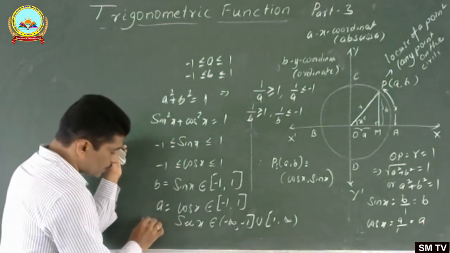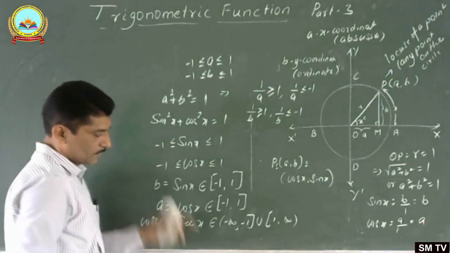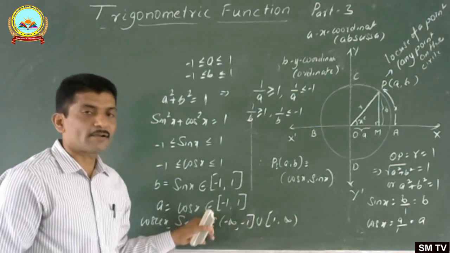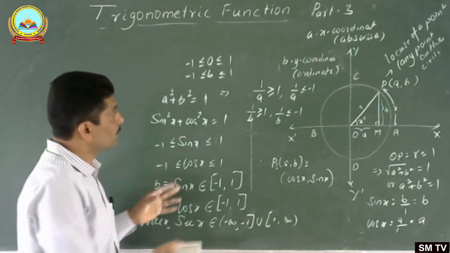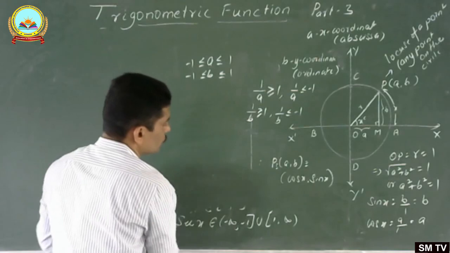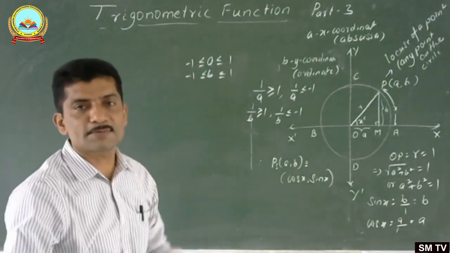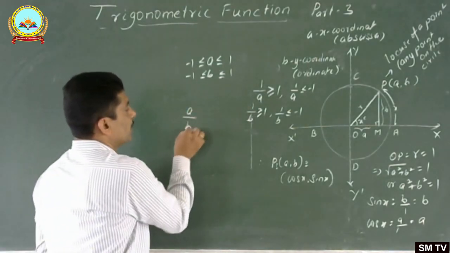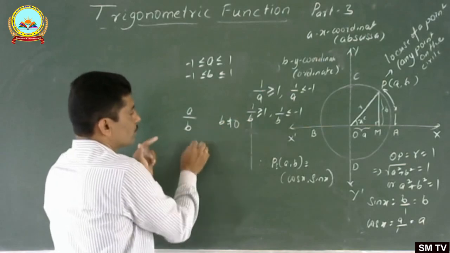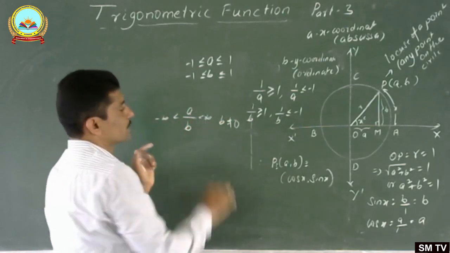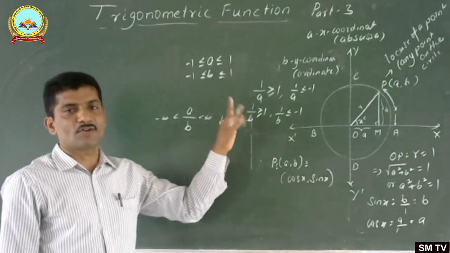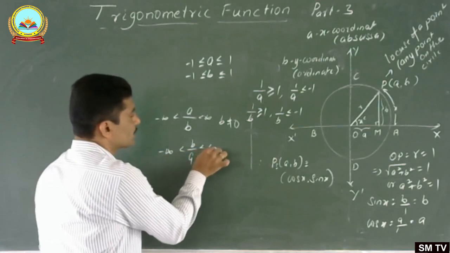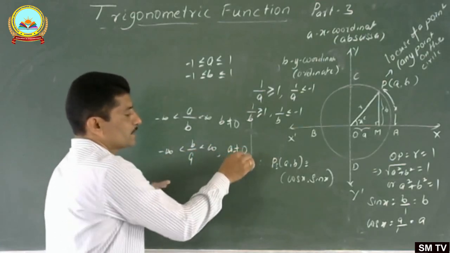And similarly, cosecant x belongs to greater than or equal to plus 1 and less than or equal to minus 1. Here a and b belong to the interval minus 1 to plus 1. Then the ratio a by b, supposing b is not equal to 0, lies between minus infinity and plus infinity, except b equal to 0. And similarly, b divided by a also lies between minus infinity and plus infinity when a is not equal to 0.